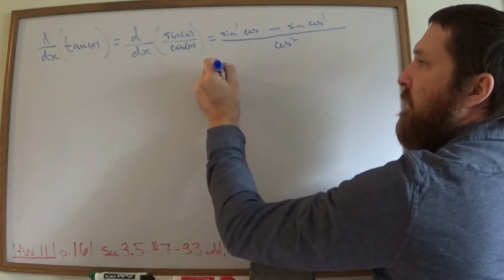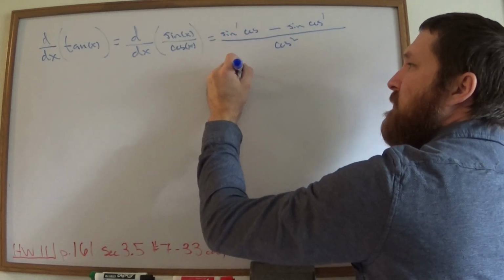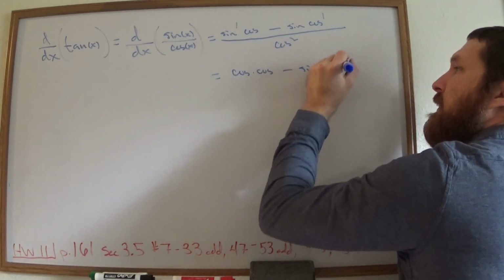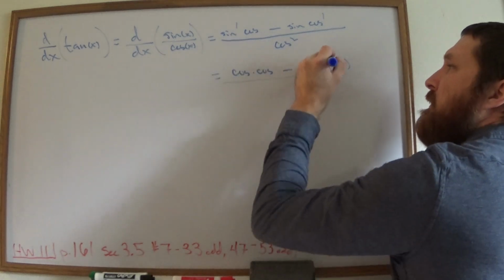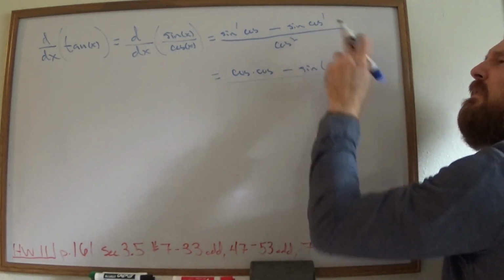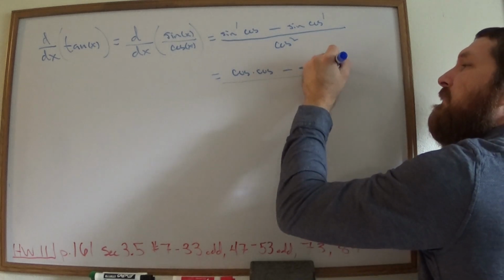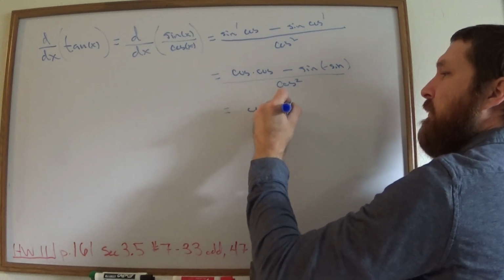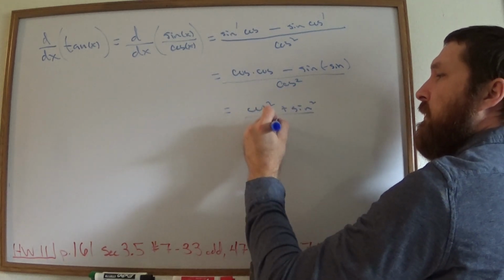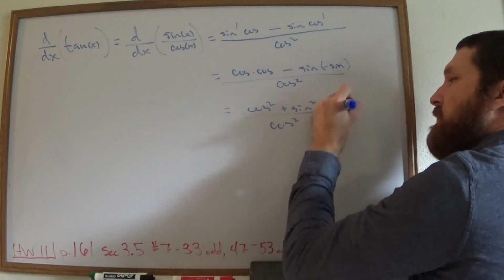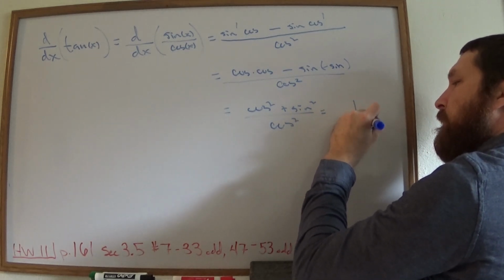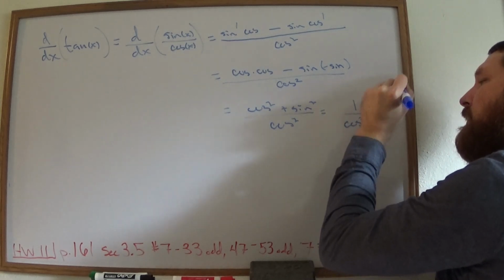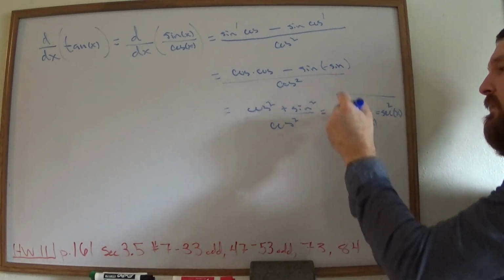That gave us cosine squared, negative sine times sine. What's the derivative of cosine? Negative sine. So it's cosine squared plus sine squared, which is just 1, over cosine squared, which is just 1 over cosine squared. Which is secant squared, which we could write if we wanted to. Either one of these ways is fine.